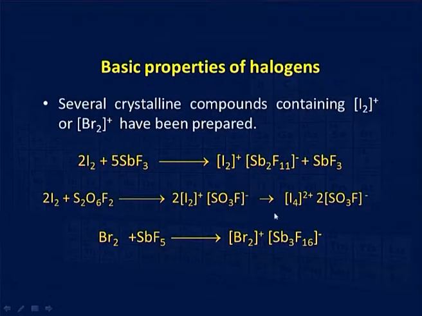Several crystalline compounds containing I2+ or Br2+ have been prepared. This is the way how the positive species of iodine, I2+, has been prepared. This I2+, and likewise Br2+, is prepared with antimony pentafluoride. Antimony trifluoride is going to react with iodine.